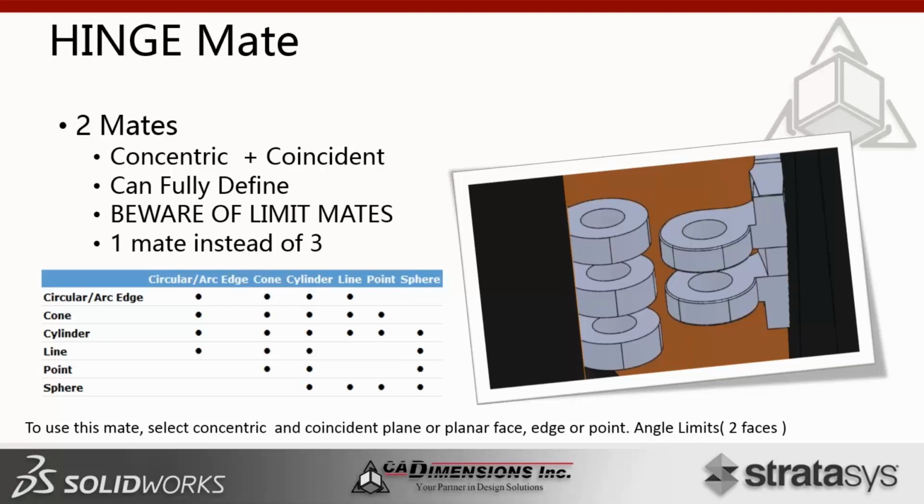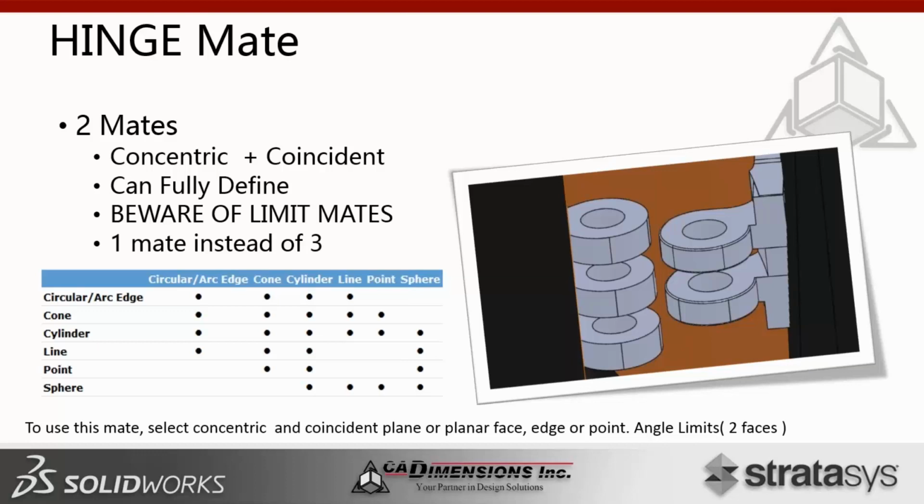It can, however, fully define a part. Okay. I made a little note in here, beware of limit mates. I'll talk more about that. I'll flip back. This gives you the ability to create one mate instead of 3 mates to lock it down. Now the reason I have that little chart here is because of concentric mates. So I told you that this combines both concentric and coincident, and as far as the selections for concentric, it's exactly the same as any other concentric mate.